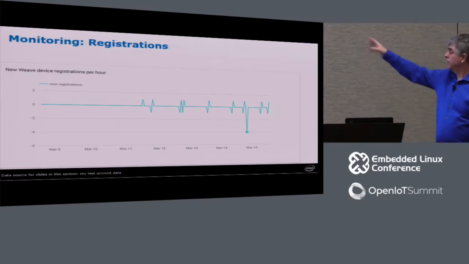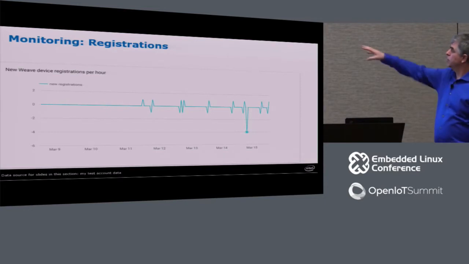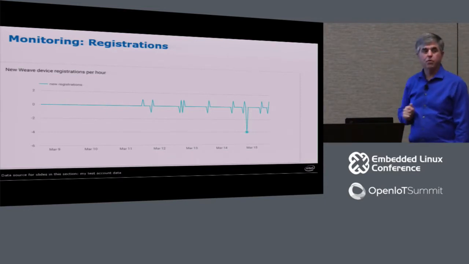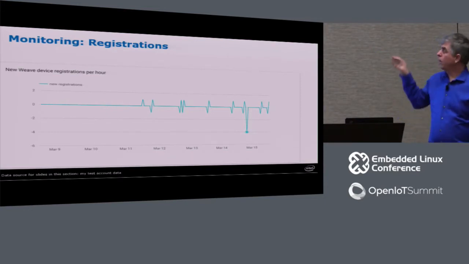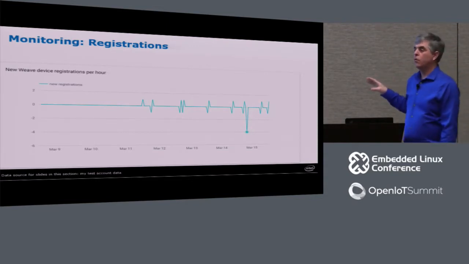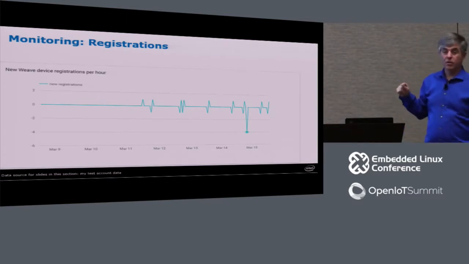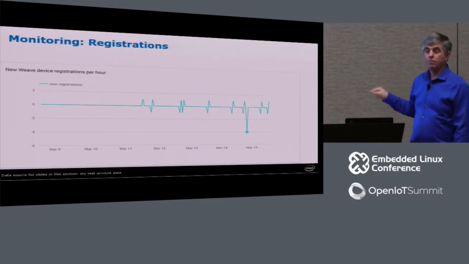So I'm going to go through a number of the available graphs in the analytics. This one here is just showing registrations over time for boards of a particular model. In part 2, we're going to go through in some detail what it looks like to create a new board model.